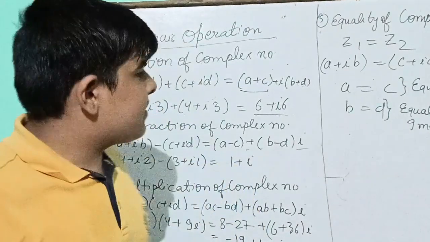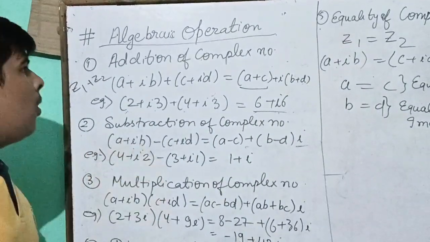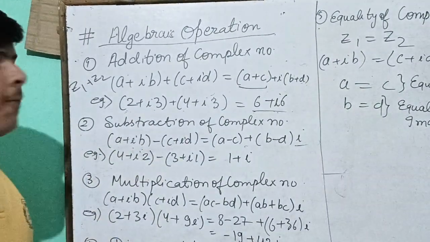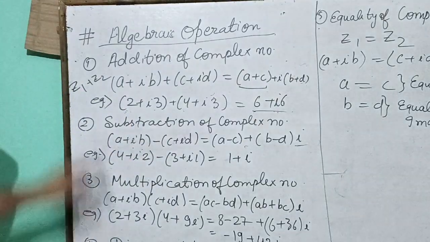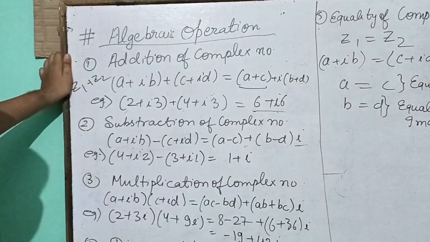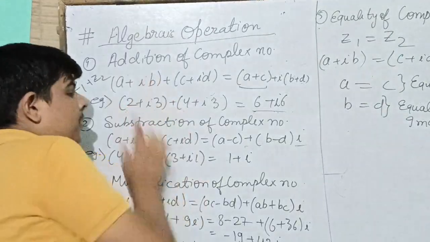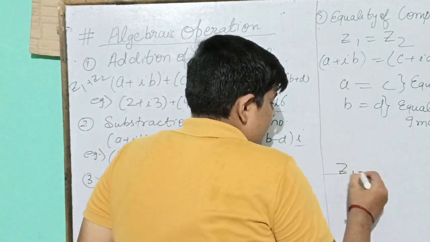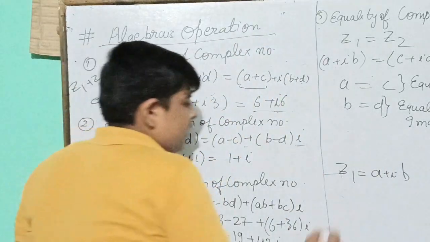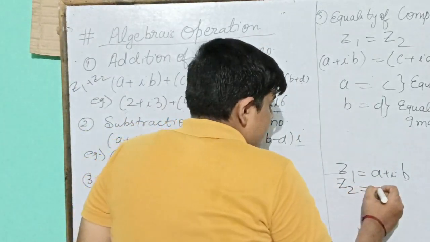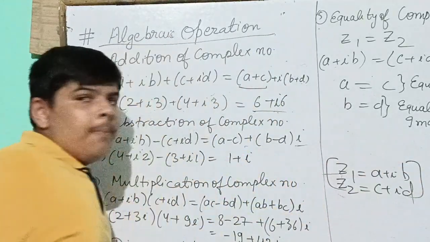So now in the next section of the complex number, we will discuss the algebraic operations on complex numbers. The first operation on complex numbers is the addition of complex numbers. So if we want to add two complex numbers, let the first complex number be z1, which is equal to a plus iota b, and the other complex number be z2, which is equal to c plus iota d. These are the two complex numbers.